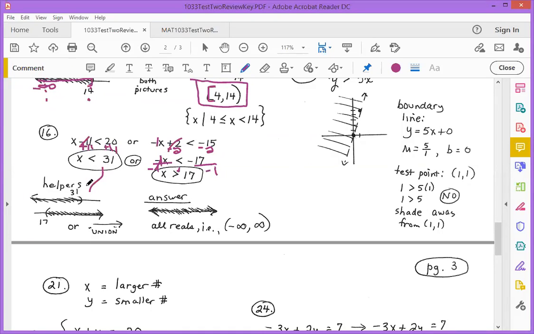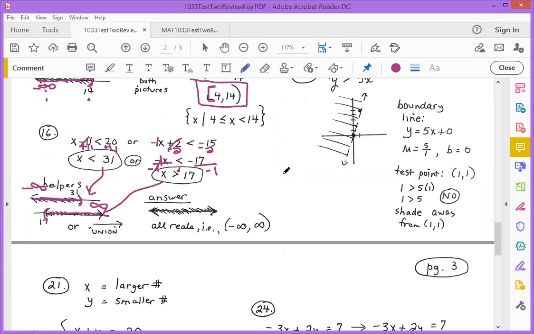So if we were to graph this first inequality, x less than 31, on a number line, we have 31 with parentheses, less than 31, so we're shading in the direction of negative infinity. If we were to graph the second inequality on the number line, we have x greater than 17, so at 17 we should have that parentheses and shading in the direction of positive infinity.